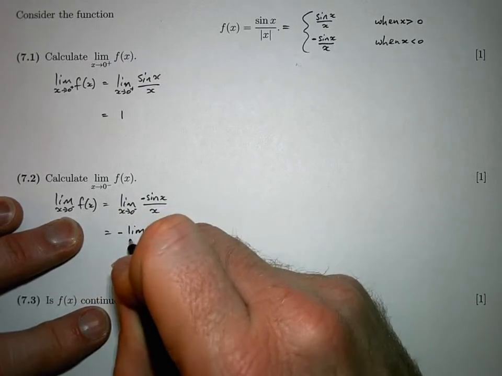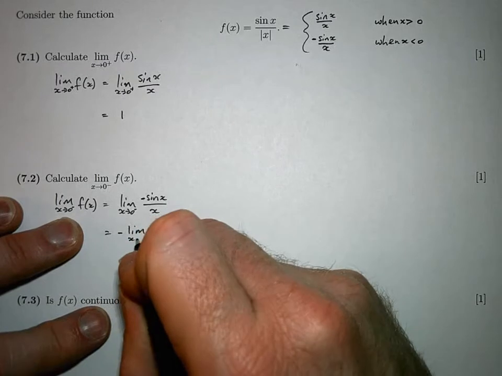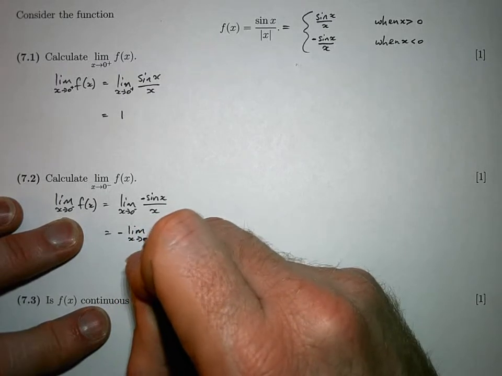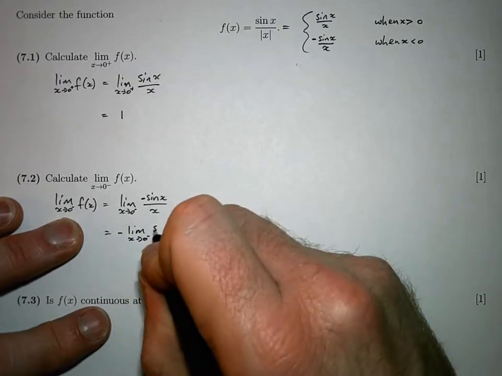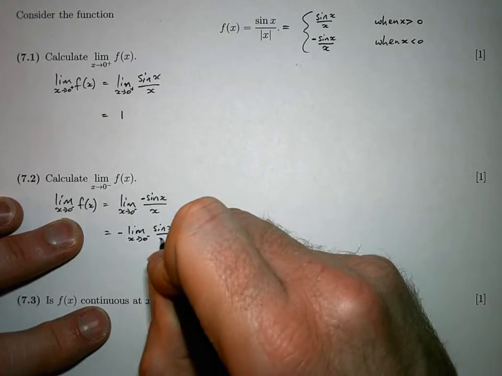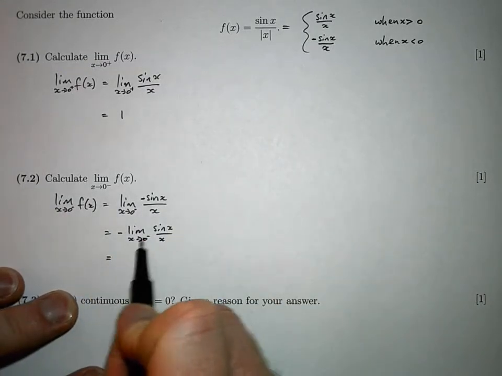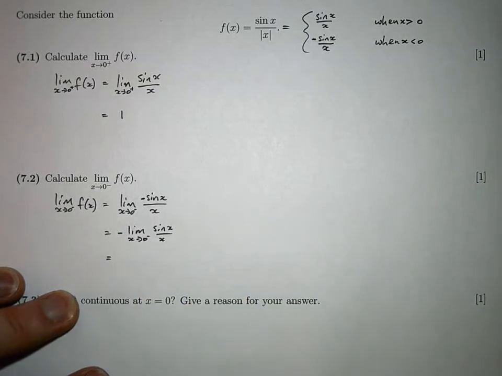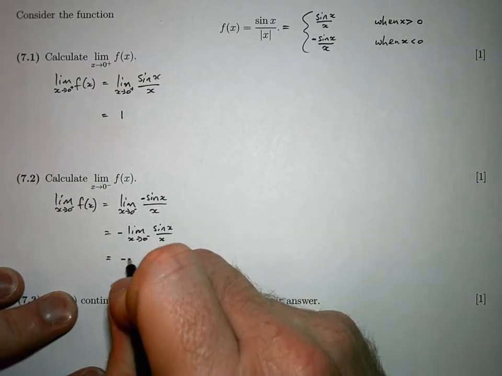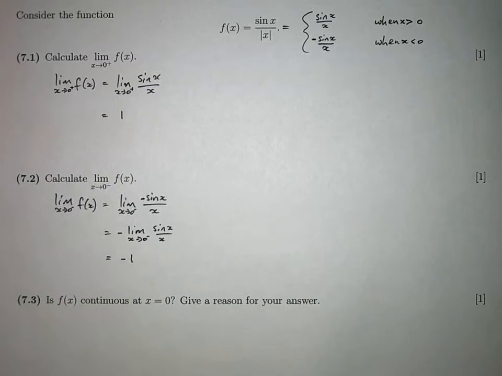So it's a nice continuous function of sine of x over x. And now, of course, as x approaches 0, sine of x over x again approaches 1. And in this case, we've got the minus in front, so it's equal to minus 1.